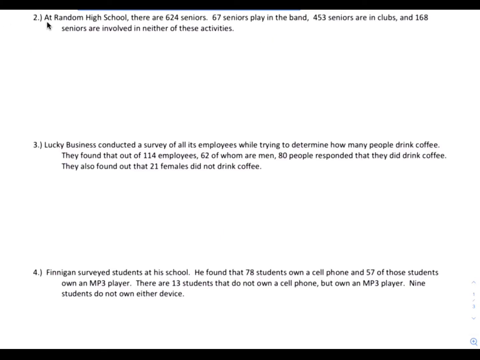Number 2. At Random High School, there are 624 seniors. 67 seniors play in the band. 453 seniors are in clubs, and 168 seniors are involved in neither of these activities.